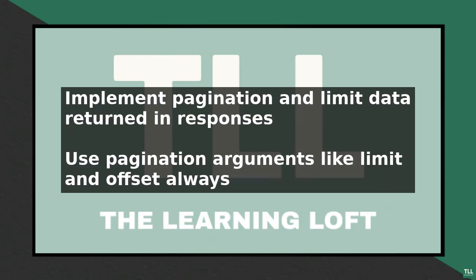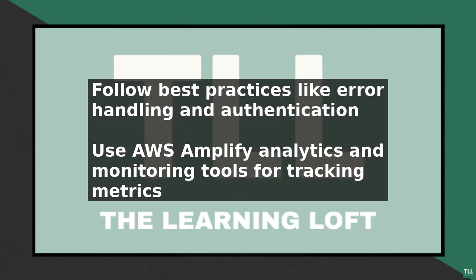Another key aspect of optimizing your AWS Amplify GraphQL API is to implement pagination and limit the amount of data returned in each response. This can be achieved by using pagination arguments in your GraphQL queries such as limit and offset. Additionally, use AWS Amplify built-in analytics and monitoring tools to track performance metrics and identify bottlenecks in your API. This will help you identify areas that need optimization and provide insights into how your API is being used.